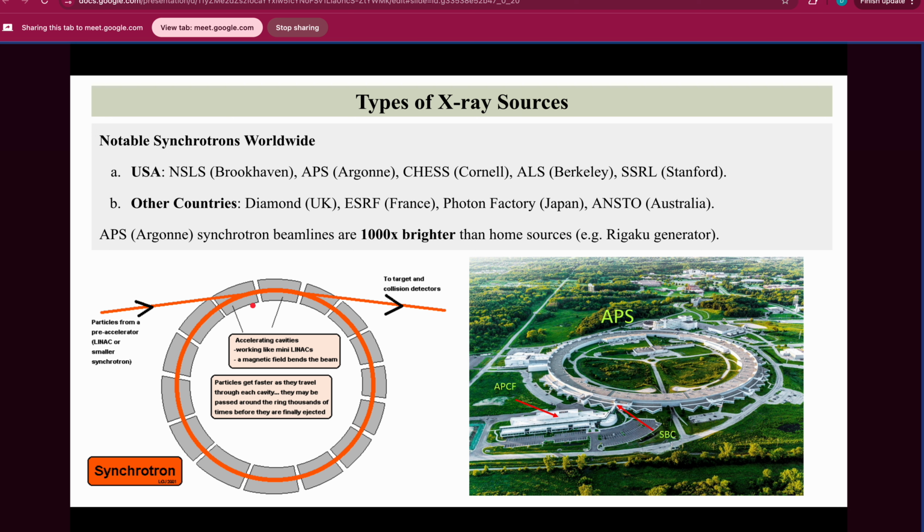In this figure I'm showing the same: particles from a pre-accelerator, which is a LINAC or smaller synchrotron, are coming, and then reaching this particular magnet, with accelerating cavities working like mini LINACs. A magnetic field bends the beam. So with the magnetic field, bending of the beam is happening. The beam then reaches the target and collision detectors, which will be present at the end after the high intensity beam is obtained.